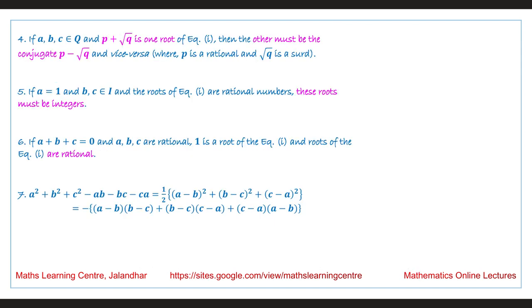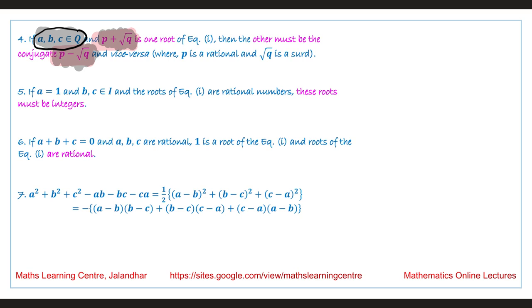Next is, this thing is explained over here, that if one root of the equation is p plus square root q, then the other root must be p minus square root q. And it is important to note over here that a, b, c must be rational numbers. Only then this holds, that p plus square root q will be one root and p minus square root q will be another root. If a, b, c are not rational numbers, then this might not occur. So this is a very important condition, that a, b, c must be rational numbers.